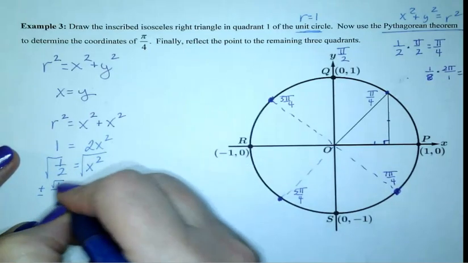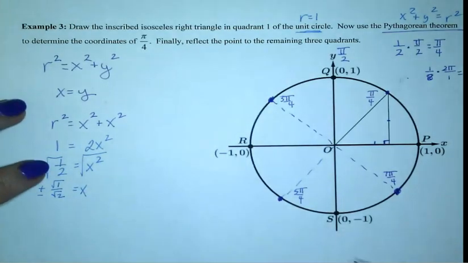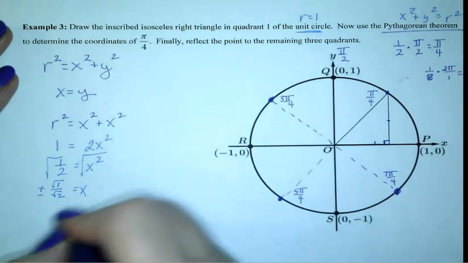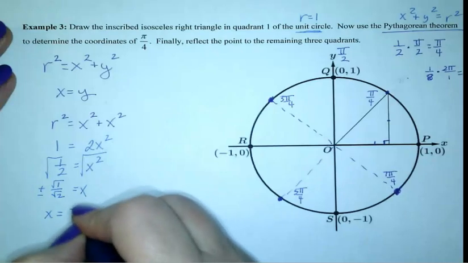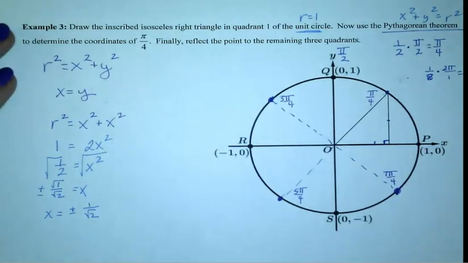Or if you need to think about it like this for right now to kind of get your mind wrapped around that, when you take the square root of a fraction, you're actually taking the square root of the top and the bottom. So technically, I'm going to flip this around just because I like to have that x first. And I'm going to say plus or minus 1 over square root of 2. So that's how we get to that point.